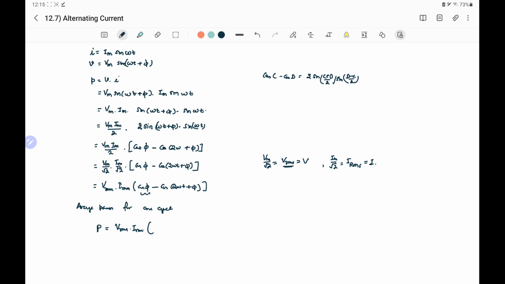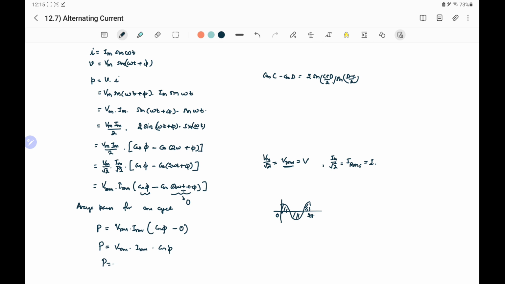This cos phi is a fixed angle, so it also remains the same. And because the variable here is t, cos of 2 omega t plus phi will have a shape like this. This is a cos cycle starting from 0 to 2 pi. So if we take the average, this will be 0. So this has the average value 0 for one cycle, so we write it as minus 0. Hence we can write that the average power for a cycle is Vrms into Irms into cos phi.